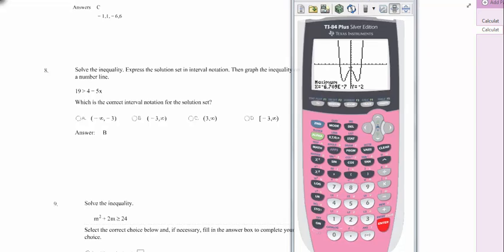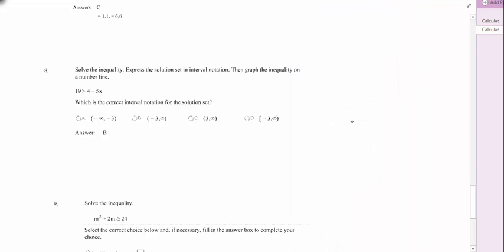This is solve the inequality. And so we're going to do that on the calculator, but you want everything on one side and 0 on the other. So if I move this 19 over, I have 0. Let's see, I'm going to go the other way. I'm going to add 5x. And I'm going to subtract the 4. So I have 5x plus 19 minus 4 is greater than 0. Okay?